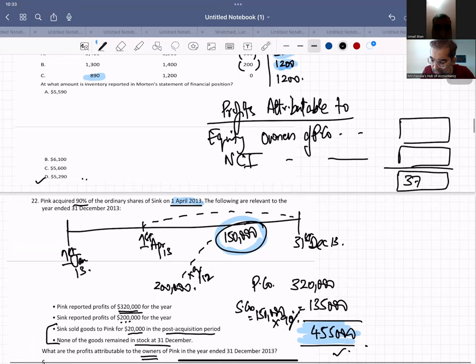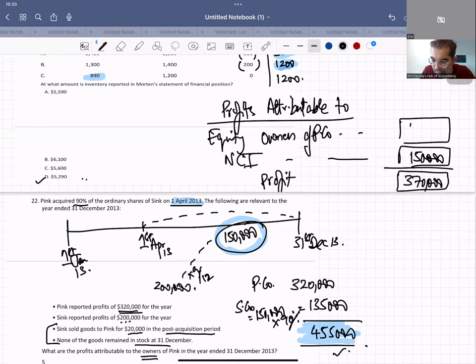Okay. Now 15,000 is the NCI. 320 plus 150 is what, right? Now take the difference. 370 minus 15 is 4... Sorry, it's not 370, it's 470. My mistake. It's 470. Sorry, I did addition. So this will be 455. Now, the examiner asked you this thing, okay?